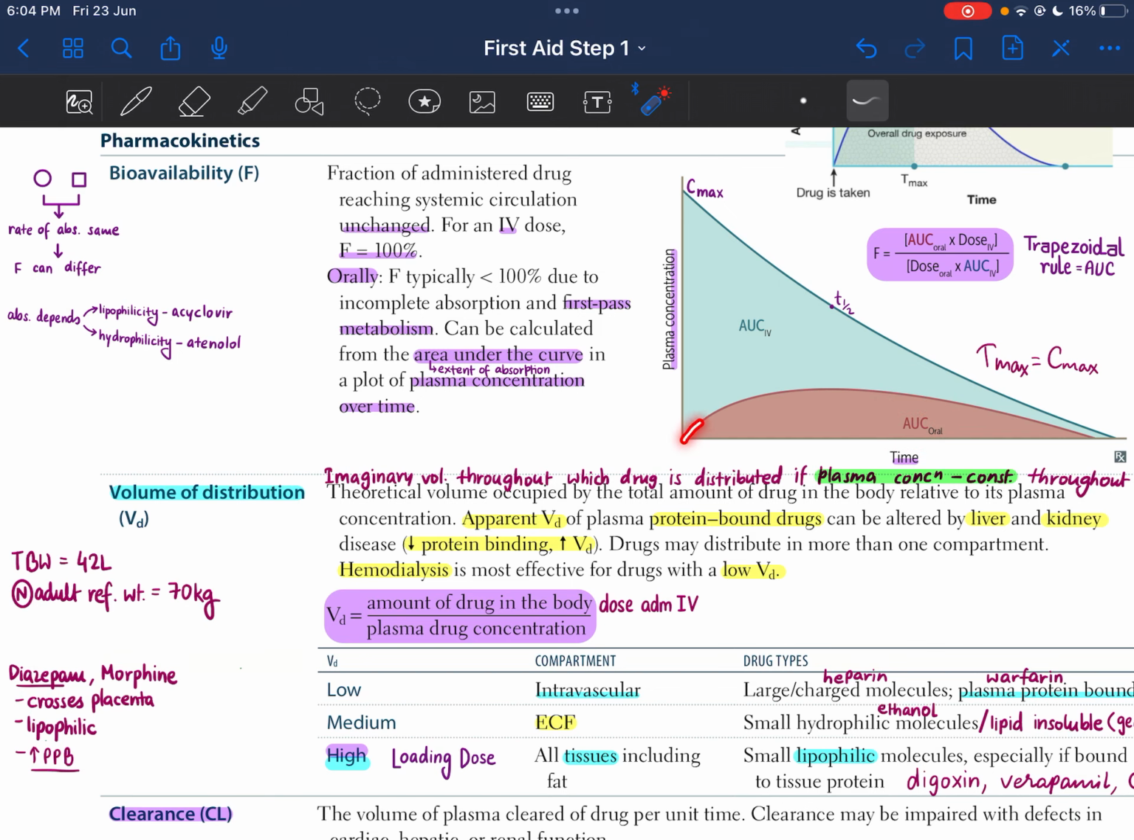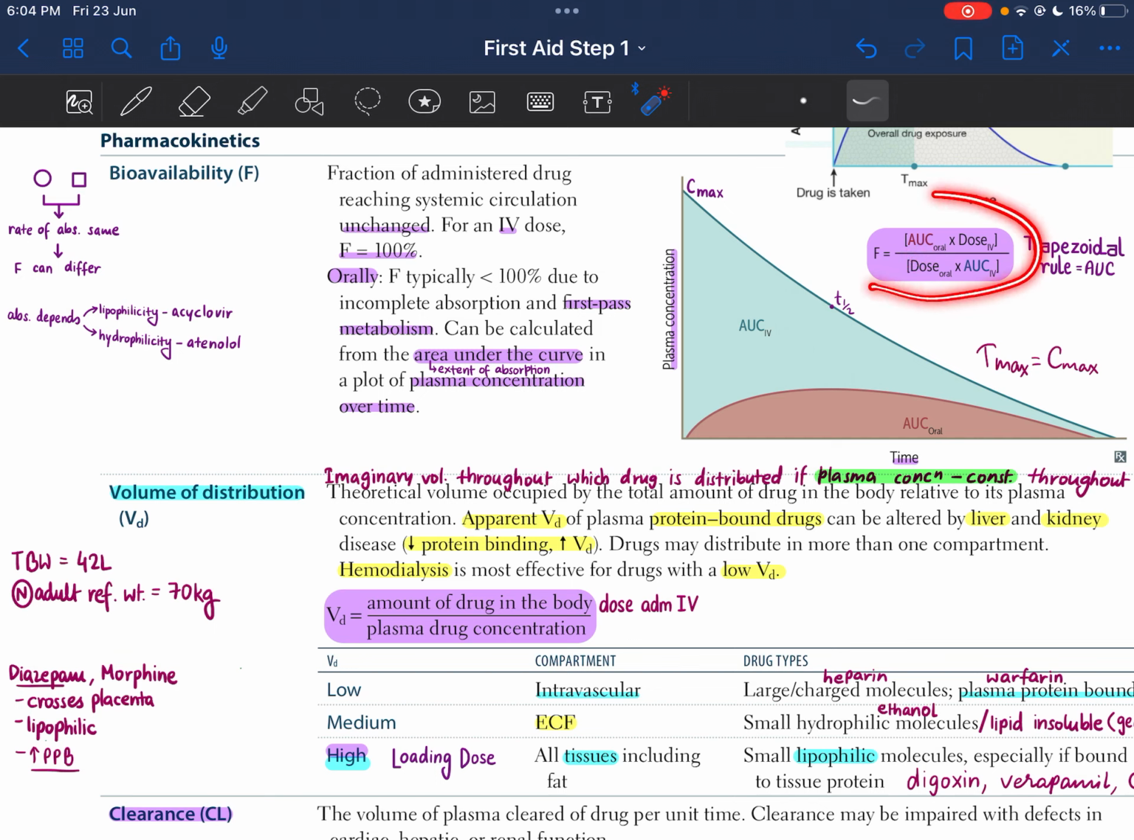Okay, it is reaching a concentration maximum. Now the time when it reaches this concentration maximum is called Tmax. So Tmax is mainly stated in case of oral drugs. Okay, so this is clear. Now, bioavailability is usually the area under the curve divided by your dose, multiplied by the area under the curve divided by the dose.